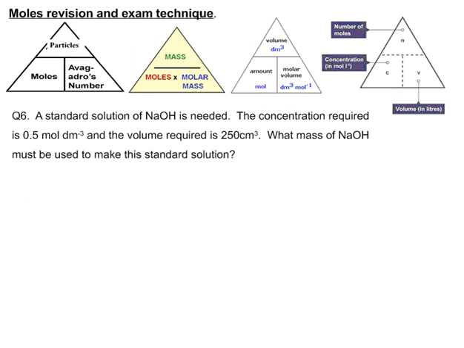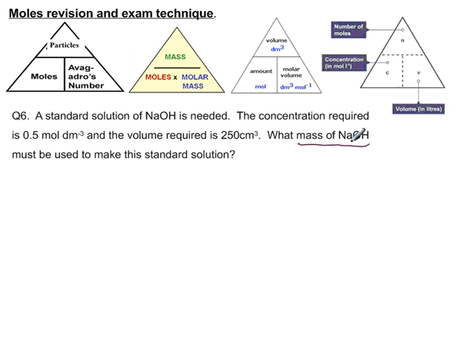Okay, this next question is talking about a standard solution. A standard solution of sodium hydroxide is needed. The concentration required is 0.5 moles per litre, and the volume required is 250 centimetre cubed. What mass of sodium hydroxide must be used to make the standard solution? Okay, so where do we start? Well, this is what we're after. We're after a mass of sodium hydroxide.